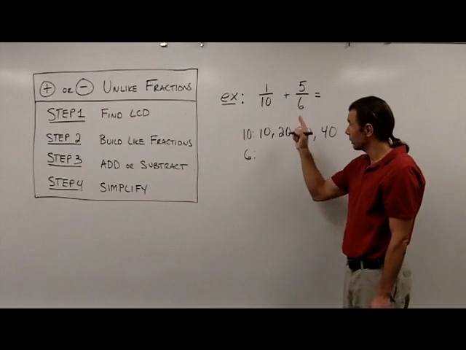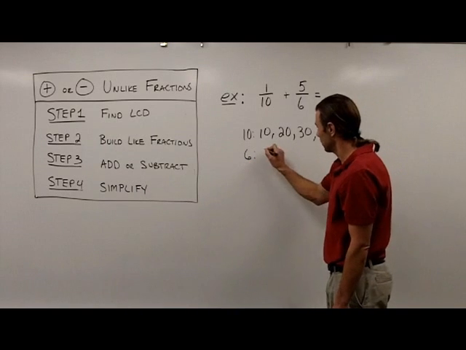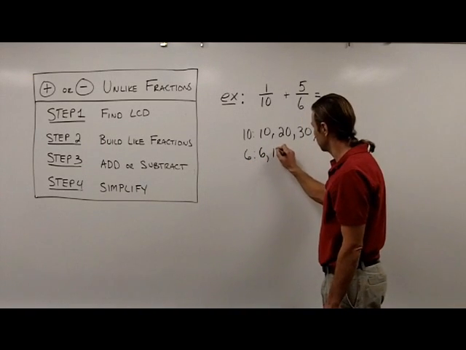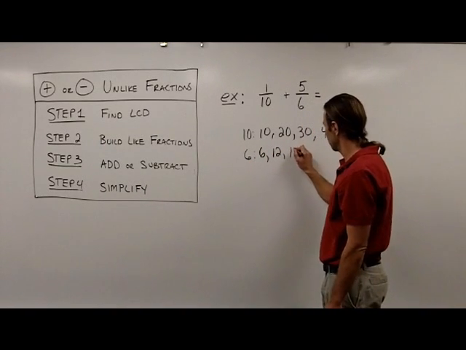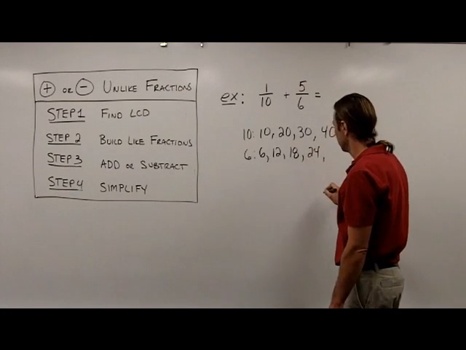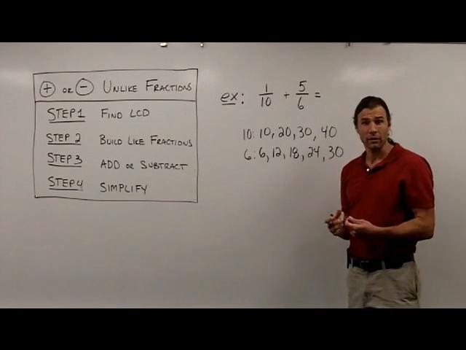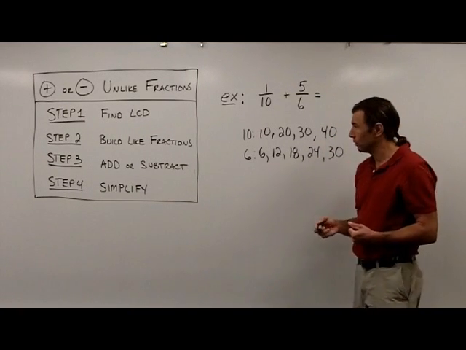10 times 3, 30. 10 times 4, 40. I've listed some here, so now I'm going to list the multiples of 6. 6 times 1 is 6. 6 times 2 is 12. 6 times 3 is 18. 6 times 4 is 24. And 6 times 5 is 30. Now notice I need to stop right there because I found a common multiple.